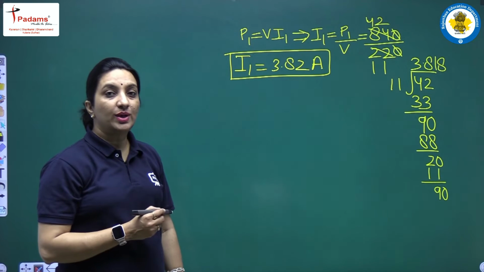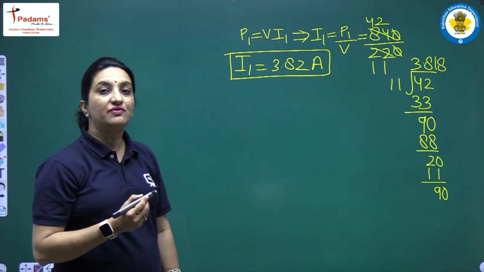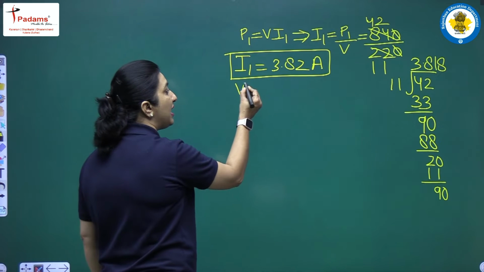Now we need to calculate the resistance in this case, and for the resistance we will use the Ohm's law, and the Ohm's law is V is equal to IR.